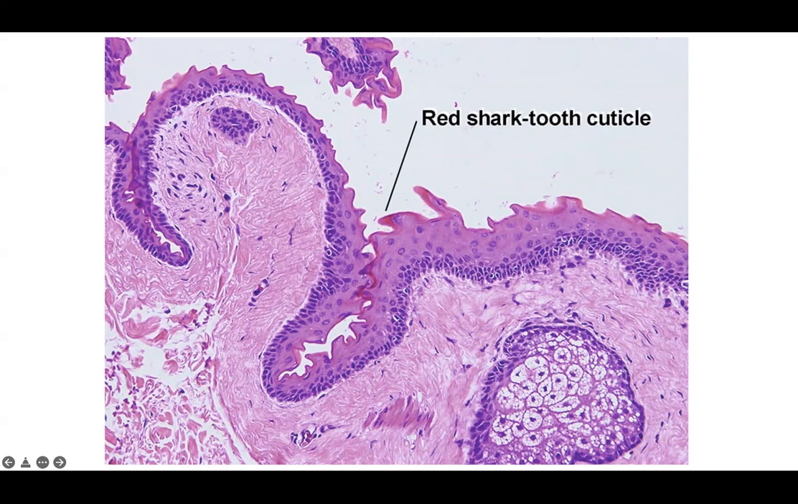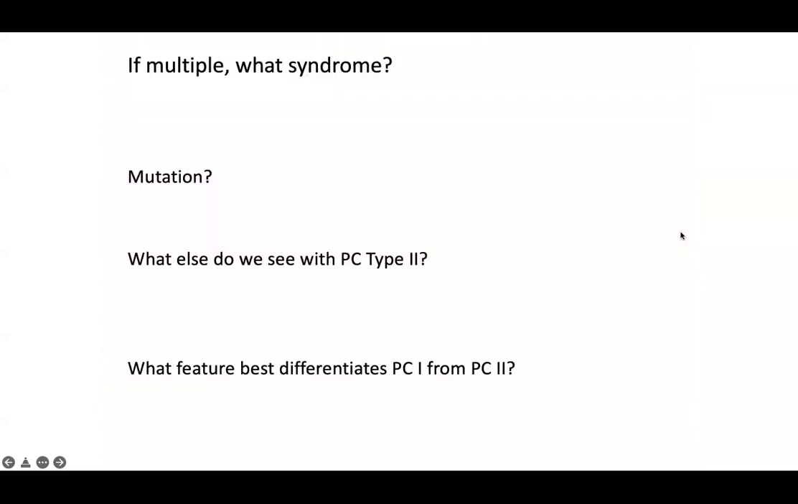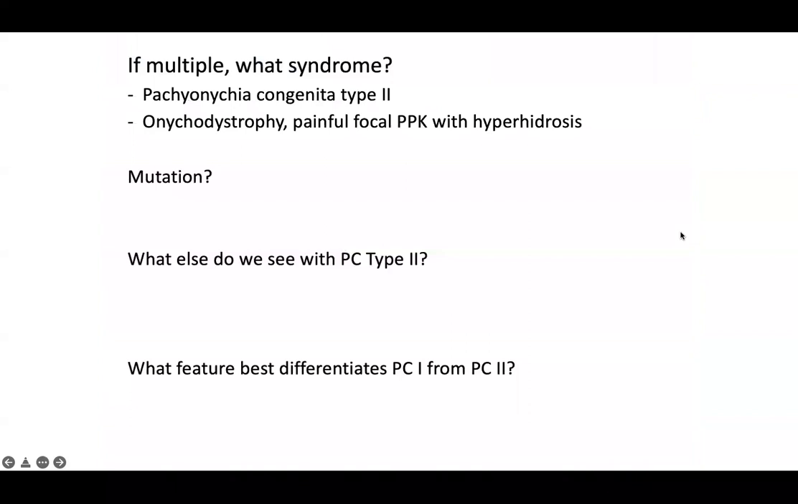So even if I didn't have the sebaceous gland in close proximity, often I will see sebaceous glands directly connecting to the epithelium, but they're not really ubiquitous. What's going to be the most important thing, even if I don't see a sebaceous gland, is this red shark tooth cuticle or wavy crenulated cuticle. If you have multiple of these, think about pachyonychia congenita type 2. This is a condition that presents with onychodystrophy and painful focal palmoplantar keratoderma with hyperhidrosis.